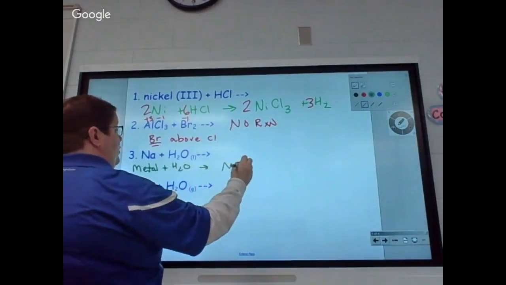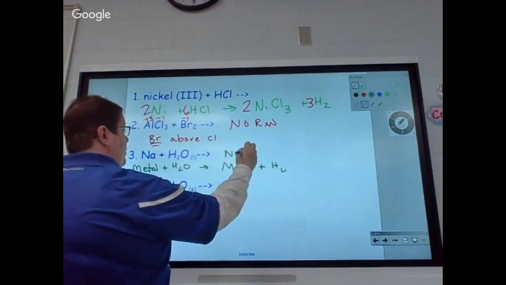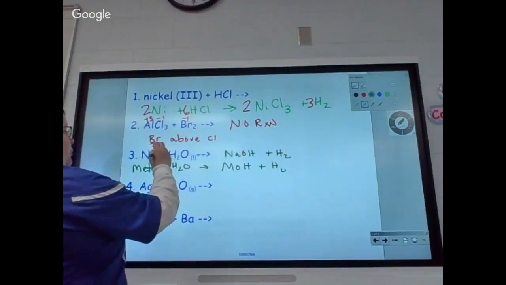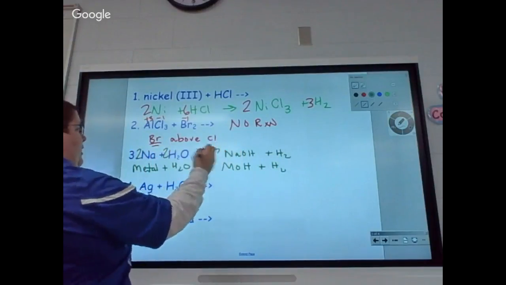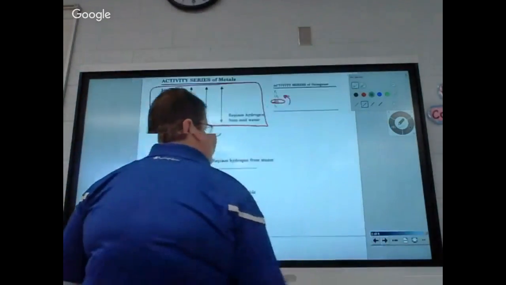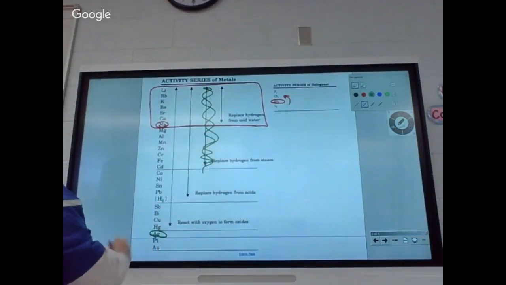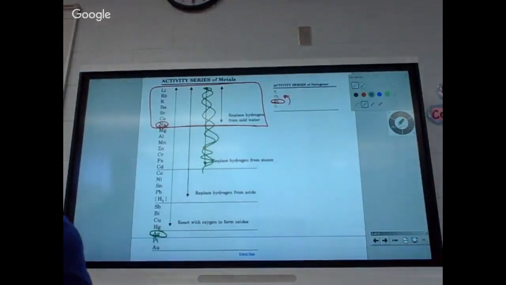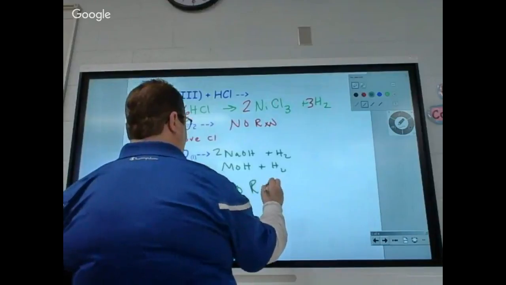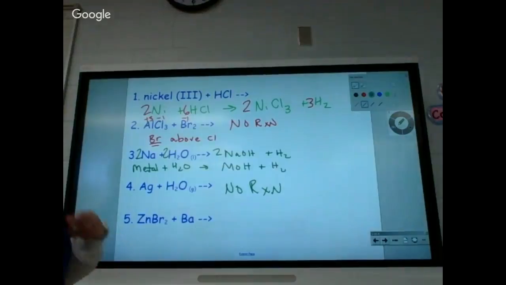We get NaOH plus H2, right? So NaOH plus H2. Those two have ones, they cancel. We need a 2 and a 2. All right, what about Ag plus H2O? No. If I cruise back over here, steam is here, Ag is way down here. Yes or no? No. So we're going to write no reaction.